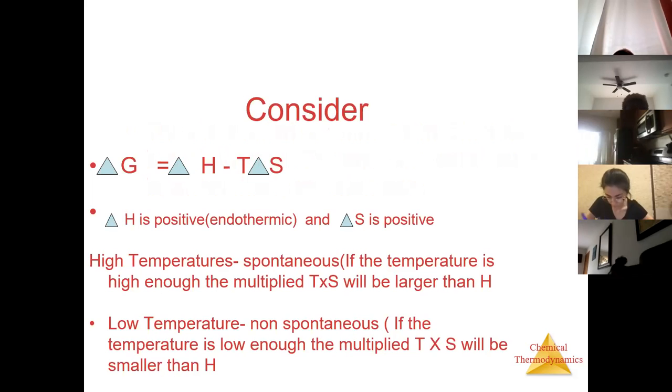Now, that's where the temperature comes into effect. Consider this. If I get my temperature high enough, isn't it possible that my T times my positive S will overcome my positive delta H to make the overall delta G negative? Does that make sense, Rhea? Yes. Natalie, does that make sense? Yes.